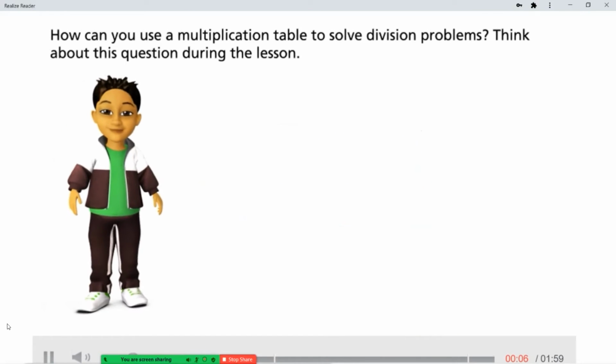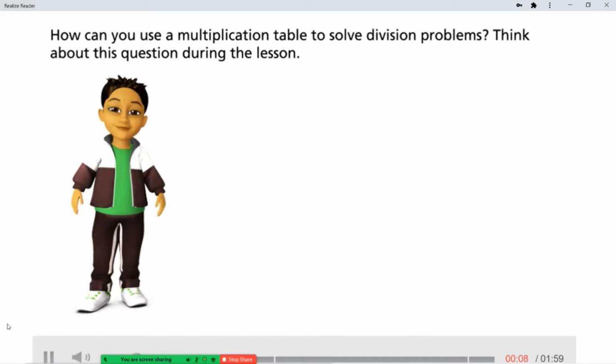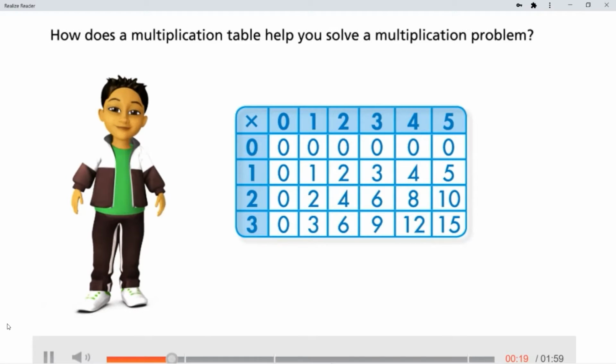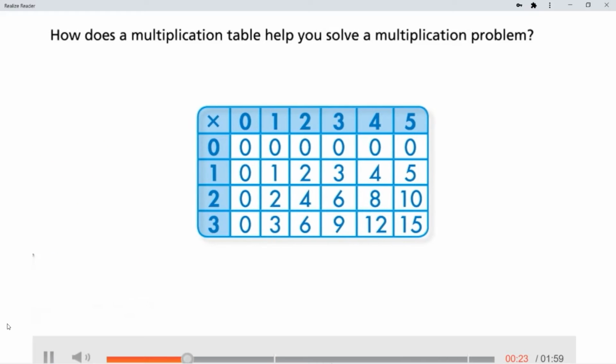How can you use a multiplication table to solve division problems? Think about this question during the lesson. Here is one corner of the multiplication table. How does a multiplication table help you solve a multiplication problem?